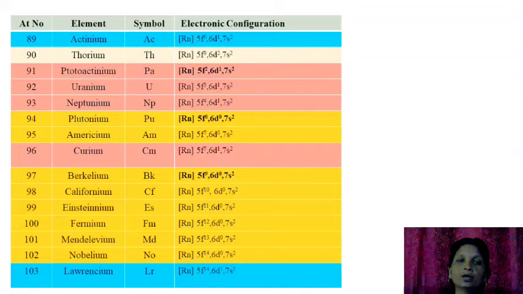Americium shows radon 5f7 6d0 7s2, curium radon 5f7 6d1 7s2, berkelium radon 5f9 6d0 7s2, californium radon 5f10 6d0 7s2, einsteinium 5f11 6d0 7s2, fermium 5f12 6d0 7s2, mendelevium 5f13 6d0 7s2, nobelium 5f14 6d0 7s2, lawrencium 5f14 6d1 7s2.